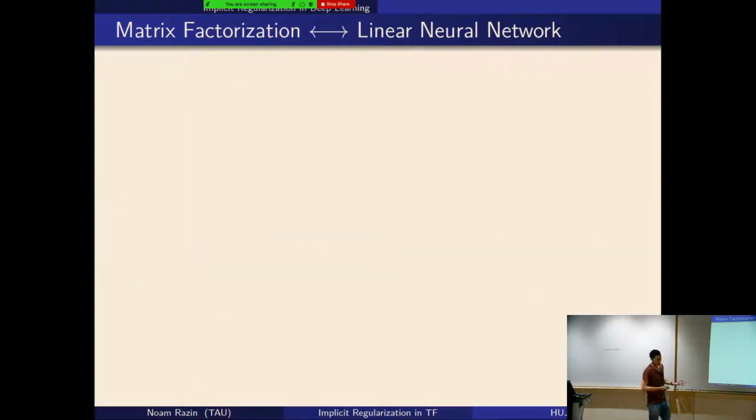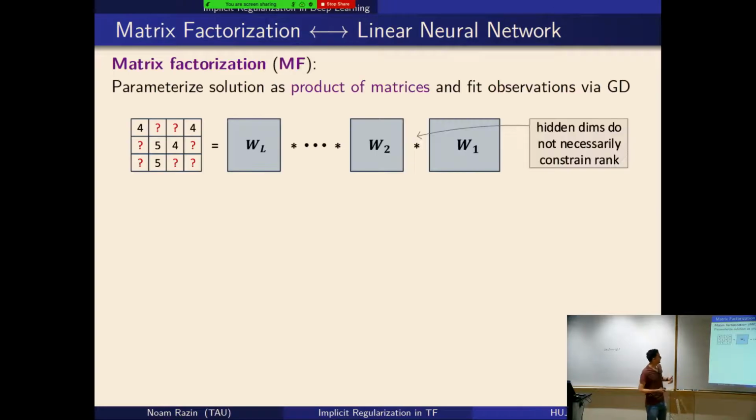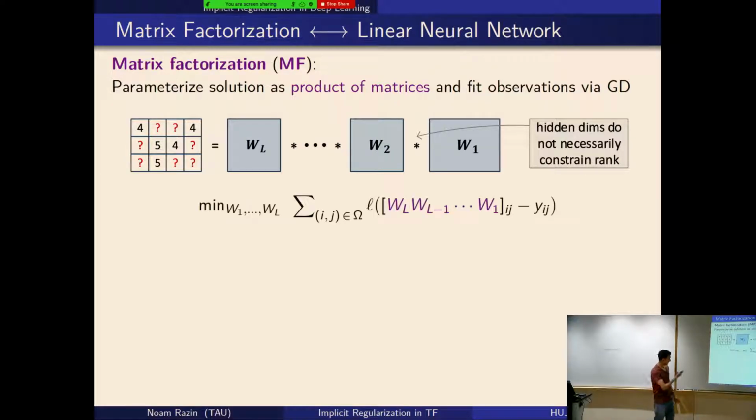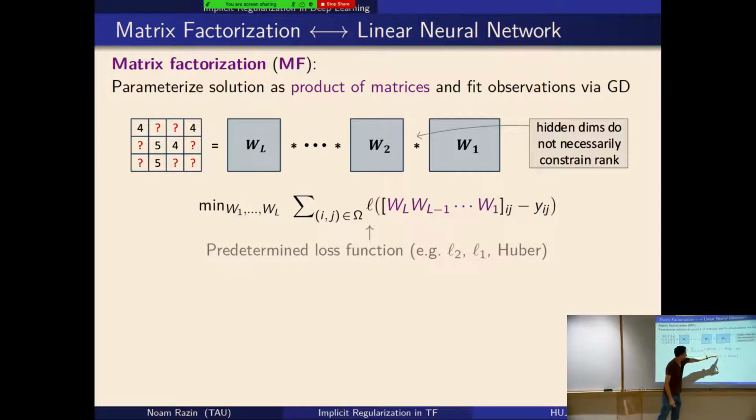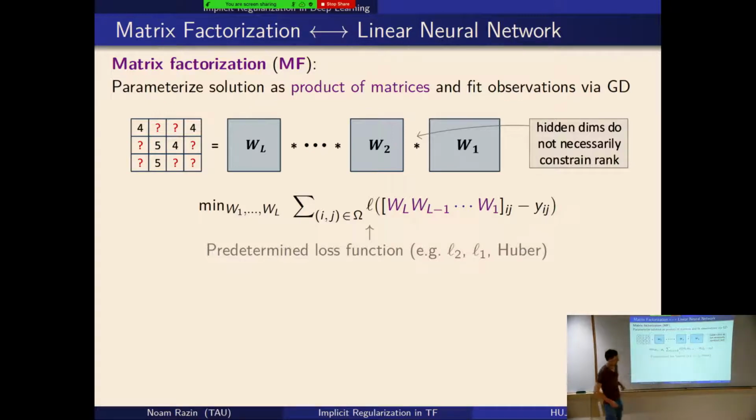Now, in this setting, what can be called a deep learning approach, perhaps, is matrix factorization, where we parameterize the solution as a product of matrices and then fit the observations using gradient descent. The objective here is of the following form, where we have a sum over observed entries. And for each one, there is some predetermined loss function. It can be the L2, L1 loss. And it measures the discrepancy between the observed value, Yij, and the value of our solution at that location.